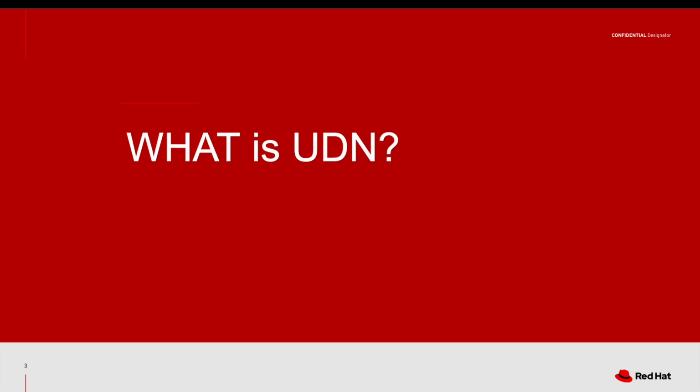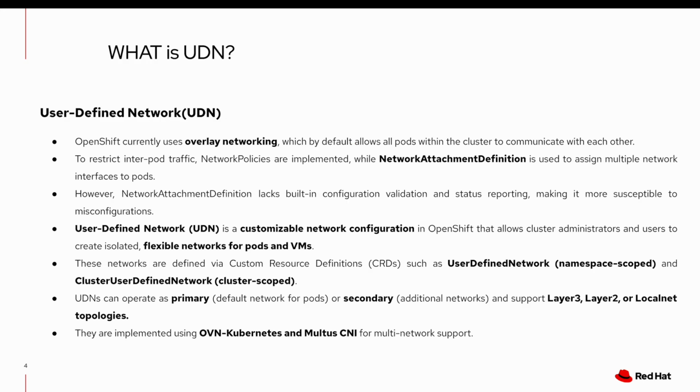So what is UDN? In OpenShift, all pods can talk to each other by default. Network policies are used to provide isolation between the namespaces. Also, network attachment definitions are used to define multiple network interfaces for the pod. As we all know, we have to be extra careful while creating network attachment definitions because they can bring the whole application down if wrong configurations are provided.